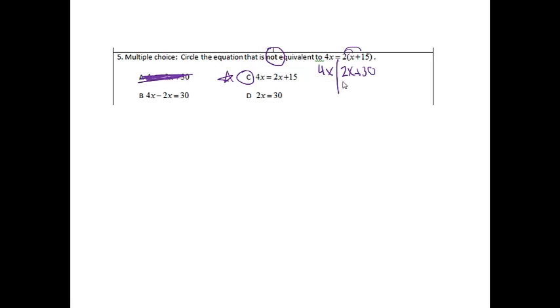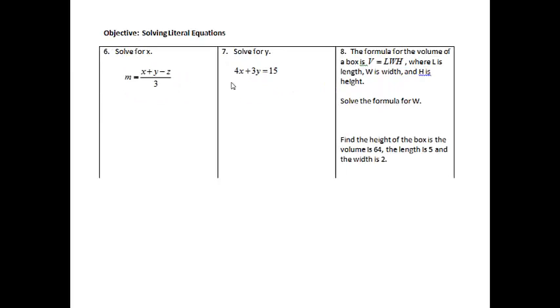I will go one step farther just to show you how we'll do this. So we'll have minus 2x minus 2x. I get 2x equals 30. And I notice now that D matches, so it can't be an answer. And right here, we really did 4x minus 2x is equal to 30, and that's what choice B says. So choice C has to be the right answer for that one.